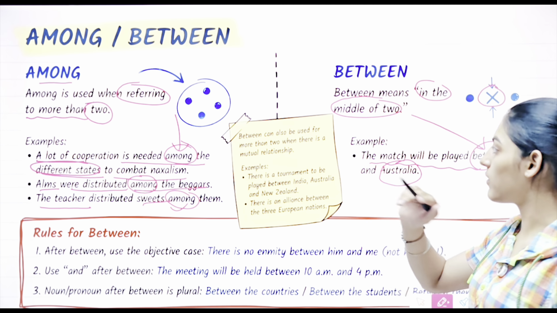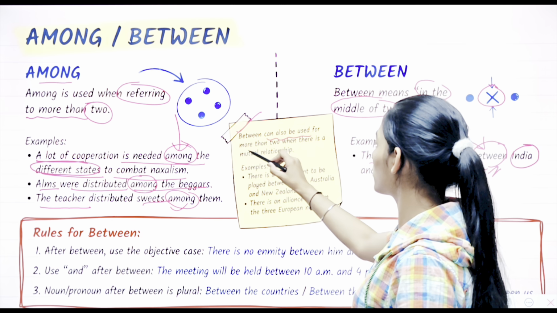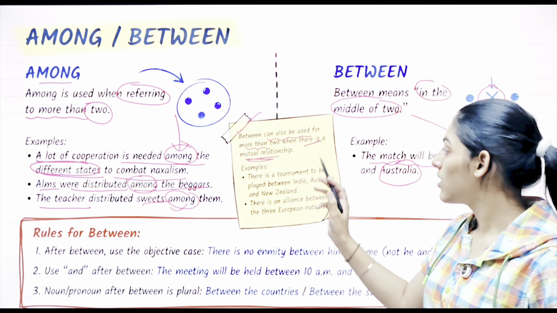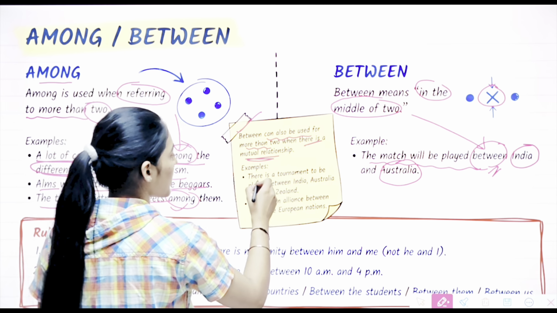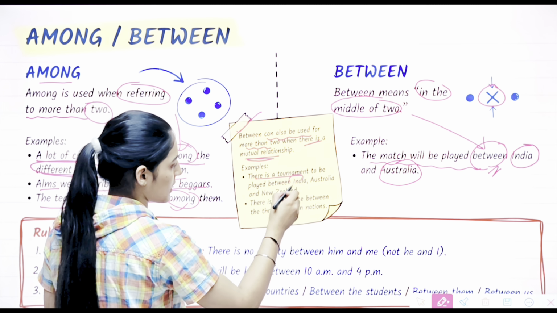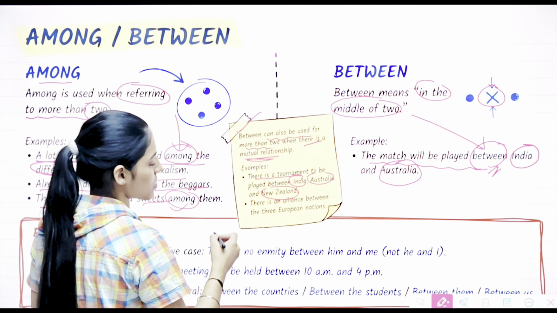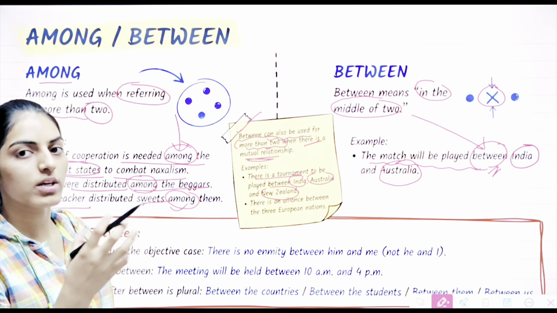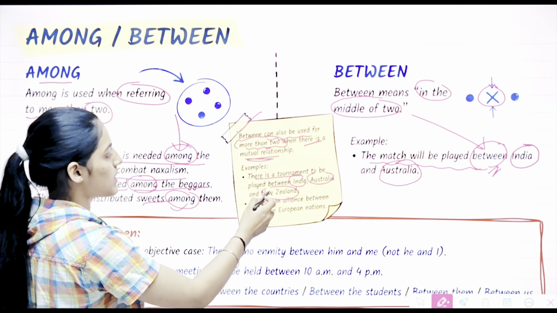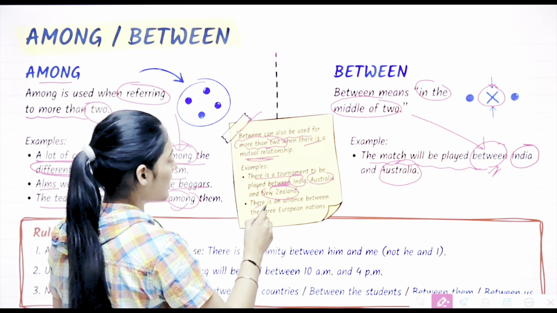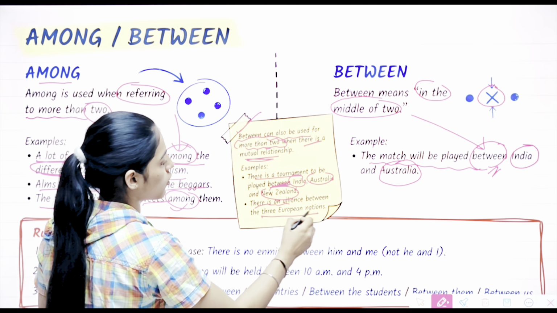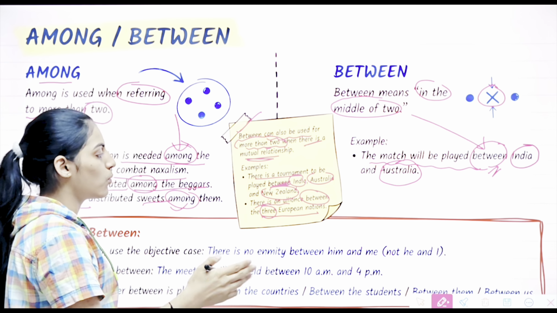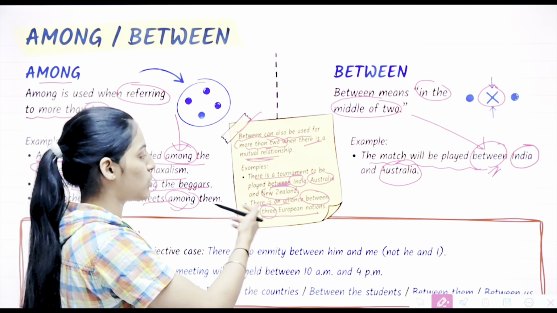There is one important note that we have: between can also be used for more than two when there is a mutual relationship. This is very important. For example, there is a tournament to be played between India, Australia and New Zealand. So here it is more than two, and they have a mutual relationship, so we have used between. Then we have: there is an alliance between three European nations. So here three European nations, more than two, and for that we have used between.